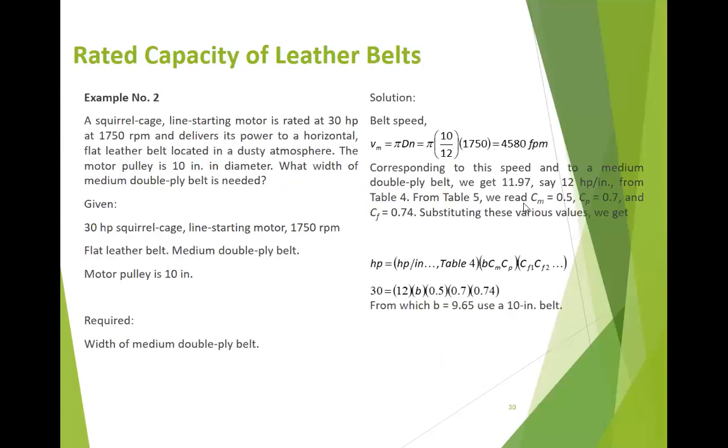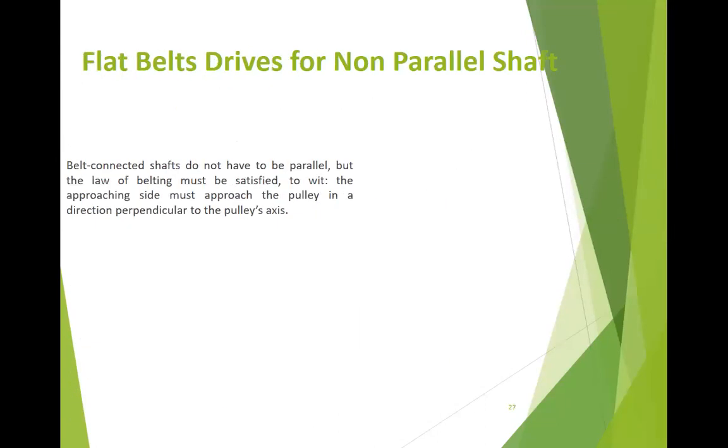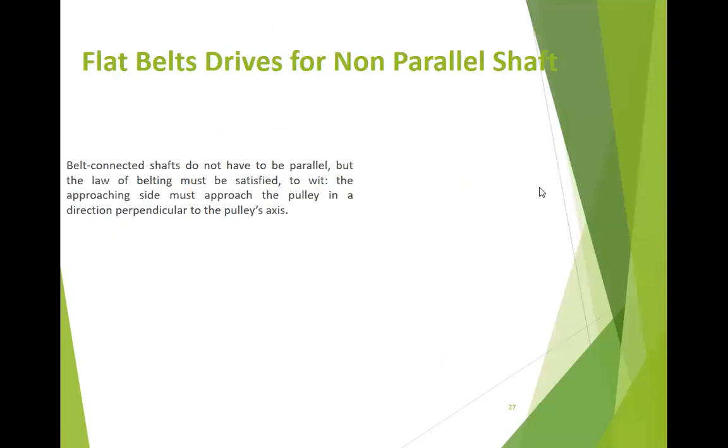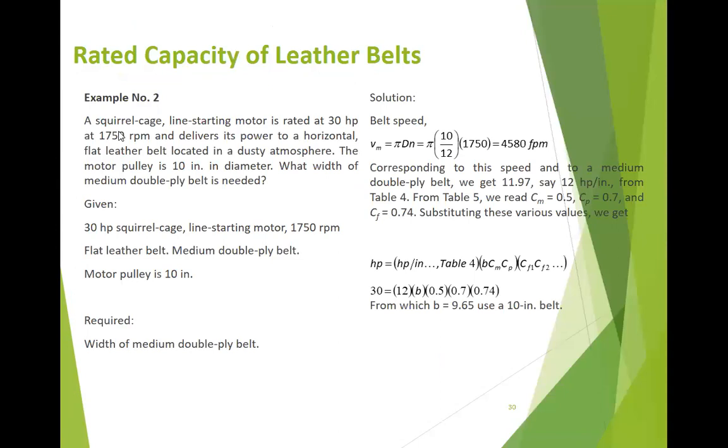table 5. C sub M is 0.5, C sub P is 0.7, and C sub F is 0.74. What does it say here? Horizontal, so 0.5. Pulley size, C sub P is 0.7. C sub M is 0.5 for a squirrel cage line starting motor. Only a dusty atmosphere was mentioned, so 0.74. So the horsepower per inch value is from table 4.